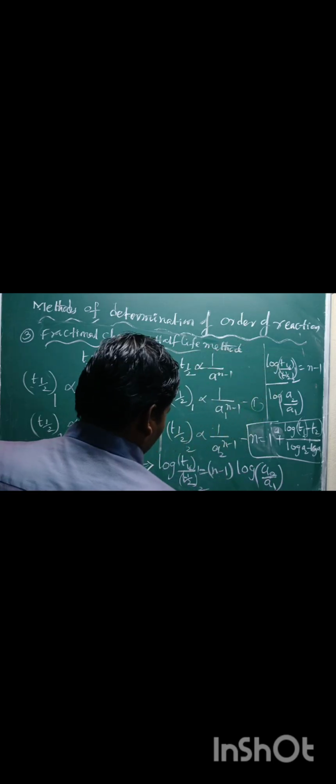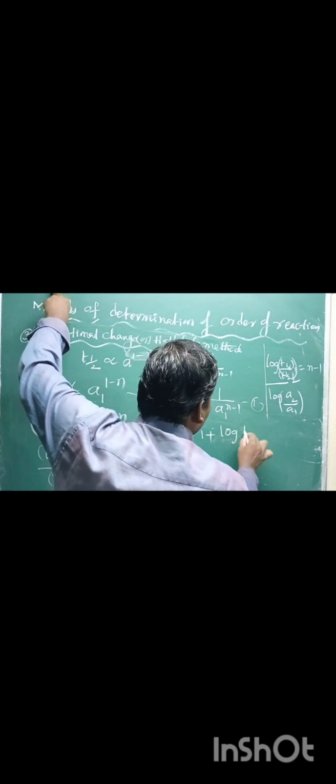N means the order of the reaction. N is equal to 1 plus log of T1 minus log T2 by log of A2 minus log A1. This is how to calculate the order of the reaction. You can take either T half or T1 half, T half 1 or T half 2.